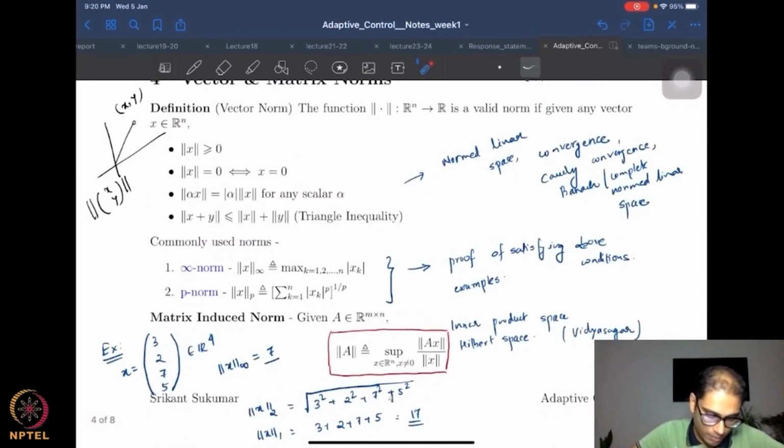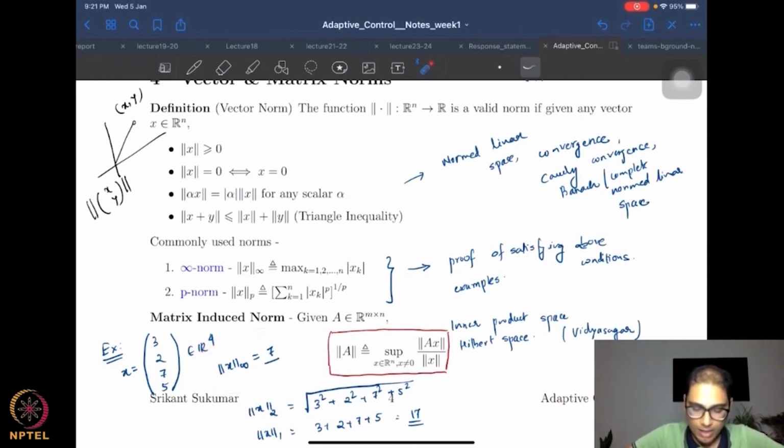So if, for example, I take a vector, say something like this, what is that? This is essentially a vector x in R^4, which is (3, 2, 7, 5), so it's 4 elements. Now suppose I want to compute these norms. What will be the infinity norm? Infinity norm is just the largest component. It should be obvious to you that 7 is the largest component, therefore the infinity norm is 7.